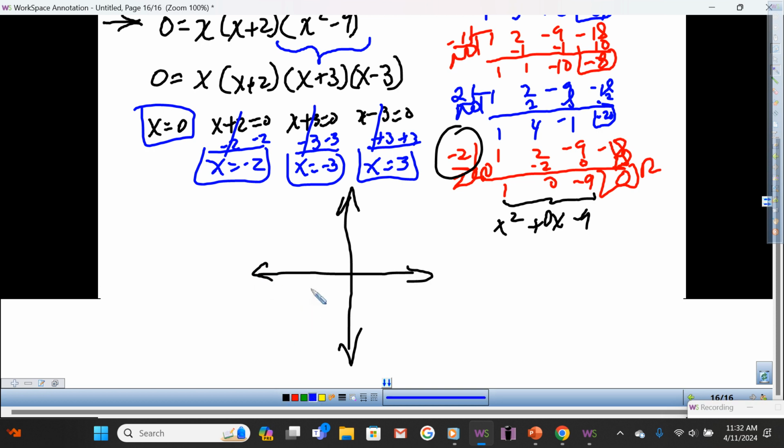Here we go. 0. Done. Negative 2. Done. Negative 3. Done. Positive 3. Done. How many x's do we have? 4. So this is parent function x to the 4th. Therefore, where do we start?